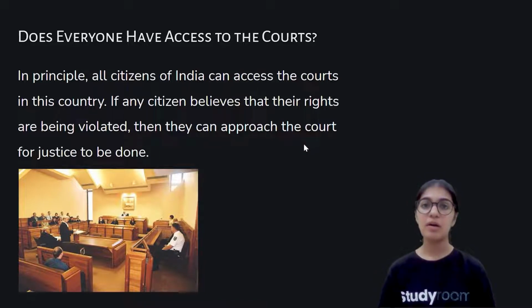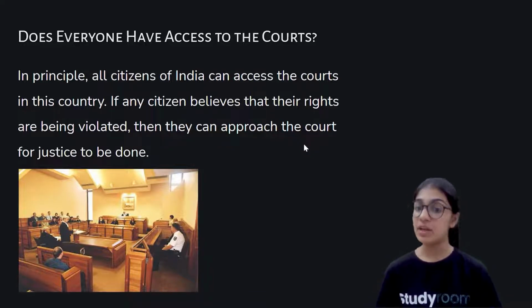So therefore we could say that this is not accessible. The courts are not accessible to everyone. They're open to everyone. Everyone can go and file the petition, but it is not accessible to everyone.